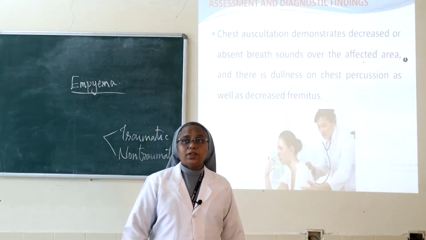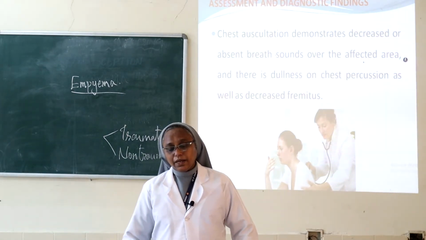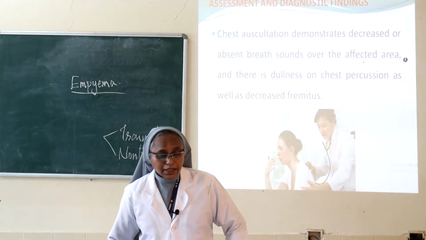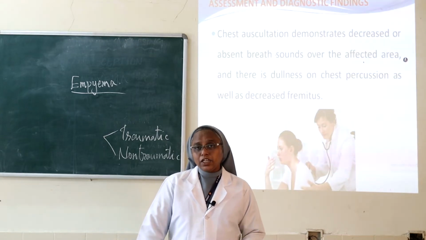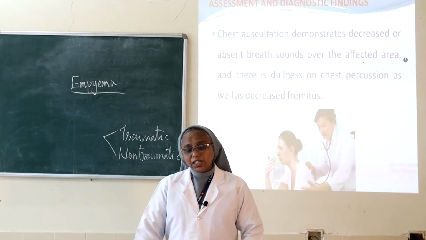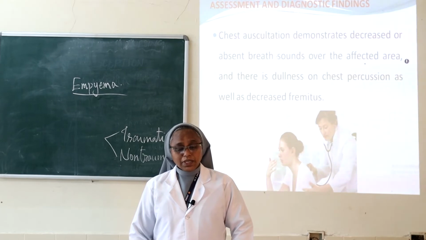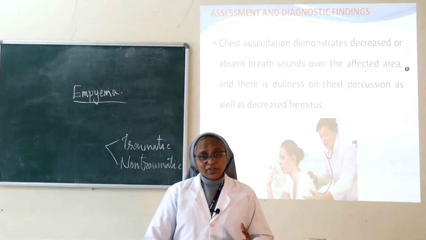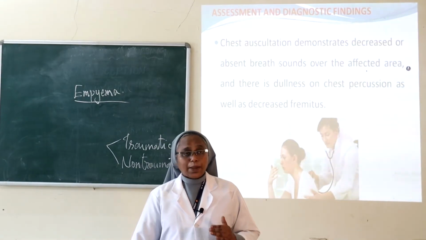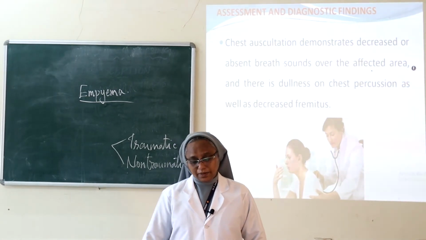How can we find out this empyema? Mainly by physical examination and other diagnostic measures we can find out the empyema. In physical examination, the patient demonstrates decreased or absent breath sounds over the affected area, and there is dullness on chest percussion as well as decreased fremitus. When we auscultate the patient, we can identify decreased or absent breath sounds over the area, as well as dullness on percussion.